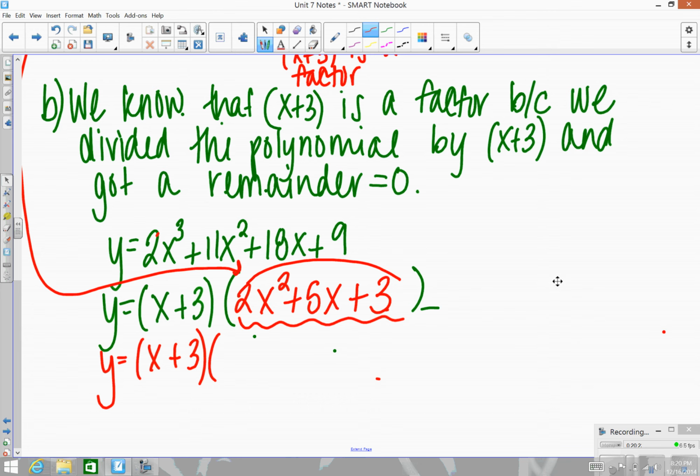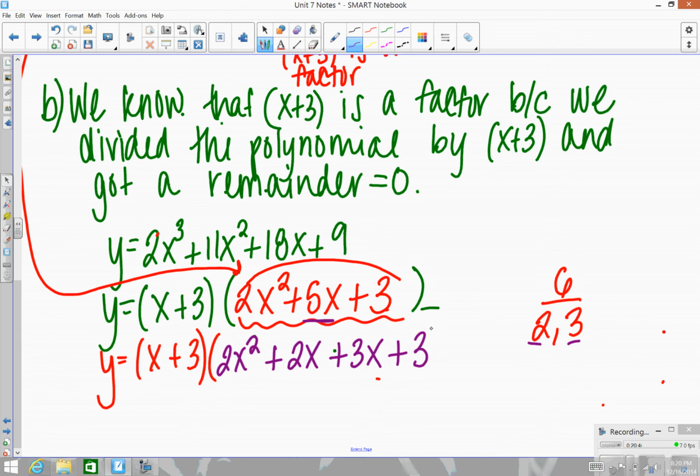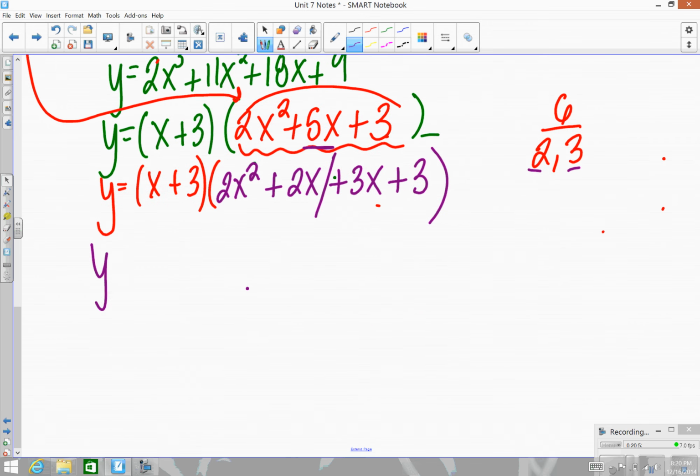So you multiply those two numbers: 2 times 3 is 6. You need two numbers that multiply to 6 but add to 5. Your answers are positive 2 and positive 3. So you rewrite the middle term using 2 and 3. I'm going to have 2x squared plus 2x plus 3x plus 3, and I'm going to split it and carry this other stuff down.